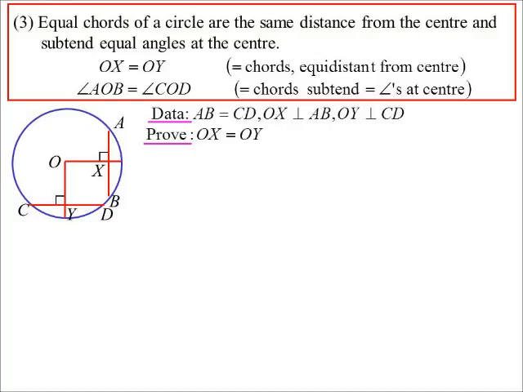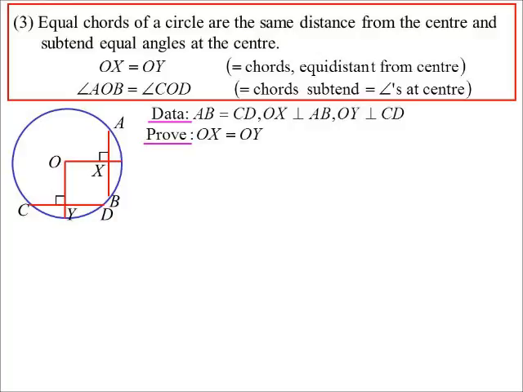So the distance of the chord AB from the centre is equal to the distance of the chord CD from the centre. And remember, whenever we're talking about distances of a point to a line, we're talking about perpendicular distances. Okay? So the information that I know is that AB is equal to CD, and OX is perpendicular to AB, and OY is perpendicular to CD.